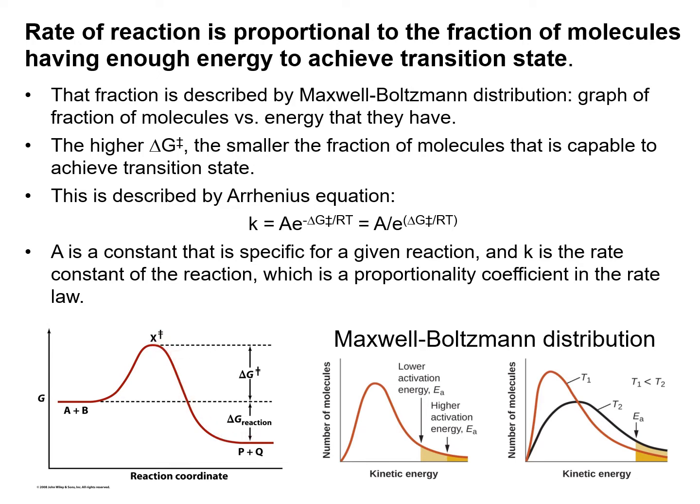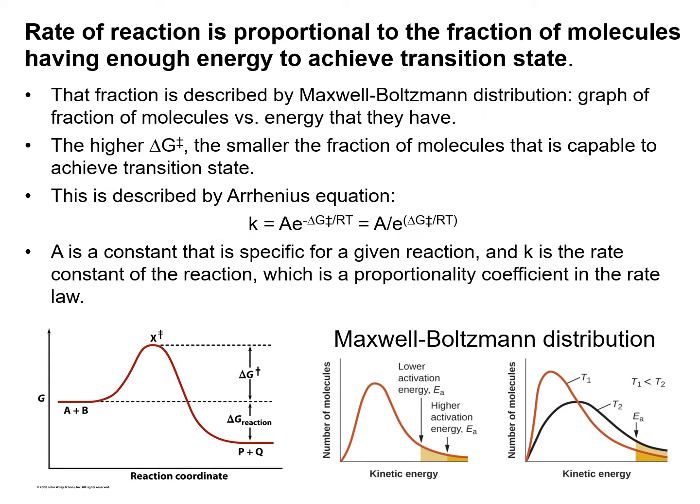So the higher the delta G double dagger, or the free energy of activation, the smaller the fraction of molecules that is capable of achieving the transition state. And in the opposite way, if this delta G double dagger is small enough, there's going to be a larger fraction that can easily get to the transition state. And this process of moving from A plus B to P plus Q through the Maxwell-Boltzmann distribution is described by the Arrhenius equation, where you can see the equation right here.